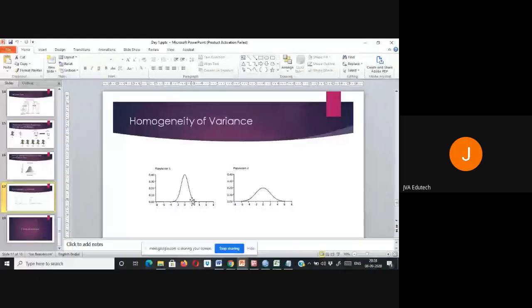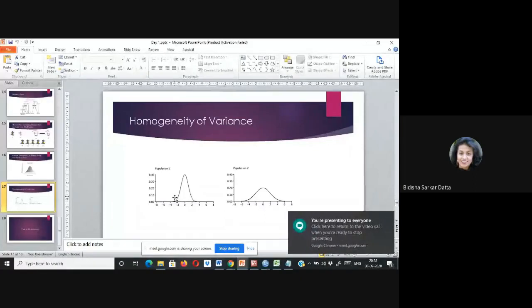Let's say there was one situation where your data was normally distributed. Are you able to see this graph? Sorry, let me share. Now are you able to see? Yes, it has just come.